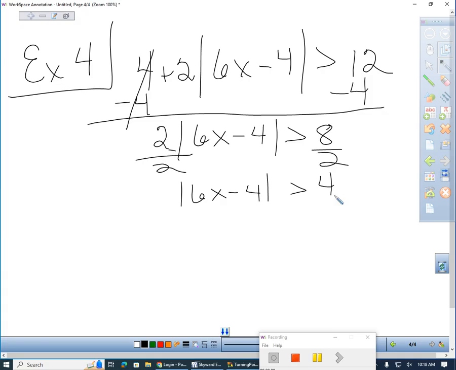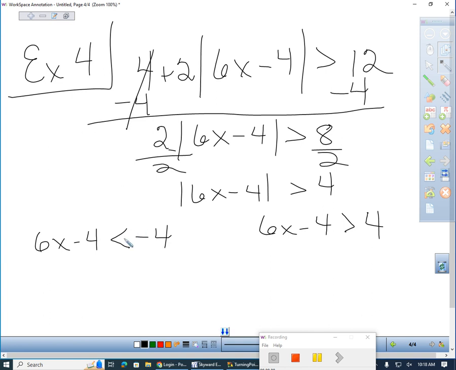Ashton, what's my first one? 6x minus 4 is greater than 4. Okay, what's my other one? And then 6x minus 4 is greater than negative 4. You got to flip the sign, less than negative 4. Don't forget to flip the sign.